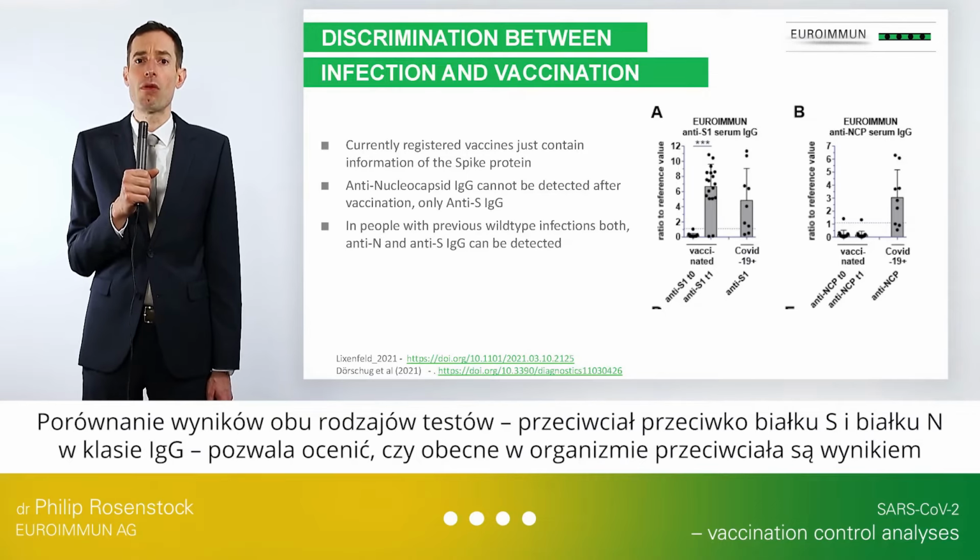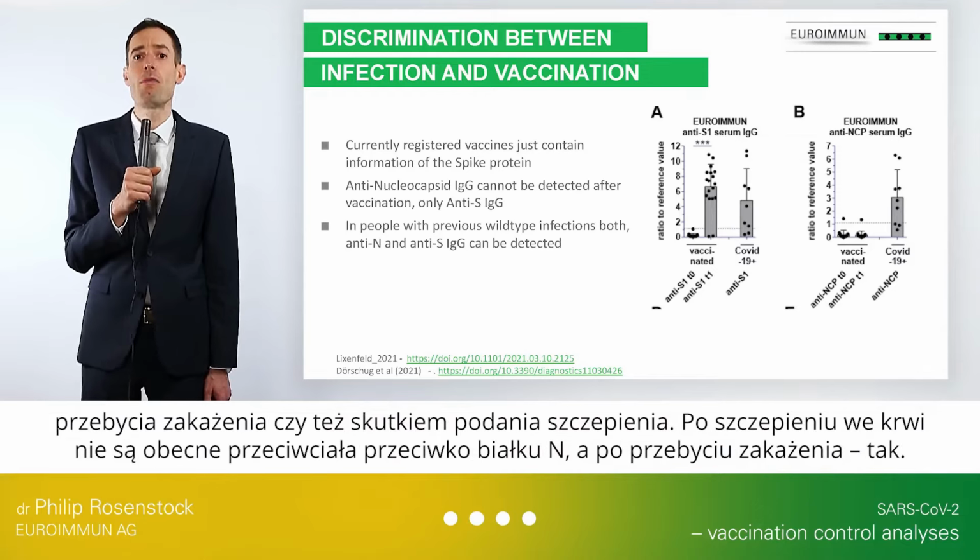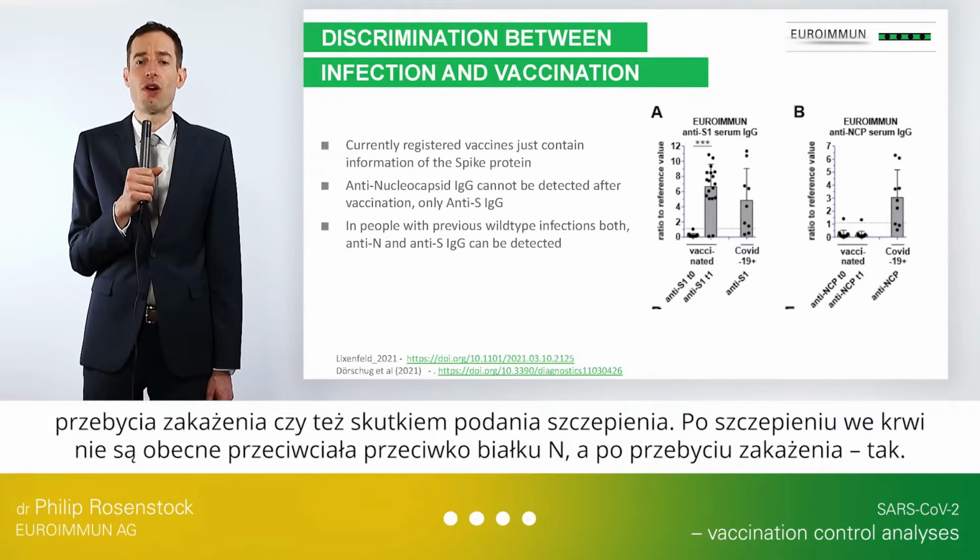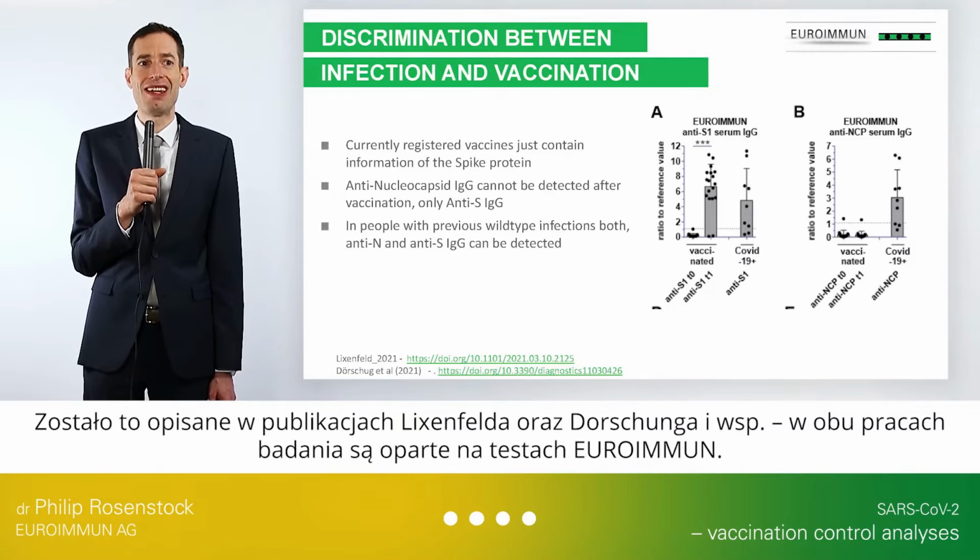And if you compare both results, so spike IgG and nucleocapsid IgG, from the resulting pattern, you can discriminate if the antibodies are triggered by vaccination or by wild-type infection. Because after vaccination, we do not expect any nucleocapsid protein titers, while after wild-type infection, both markers should be positive. This was described by Lichtenfeld et al. and also by Dershuk et al. And they used our S1-based assay and our nucleocapsid-based assay in order to create the figures that are shown here.